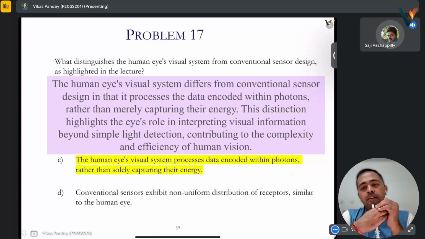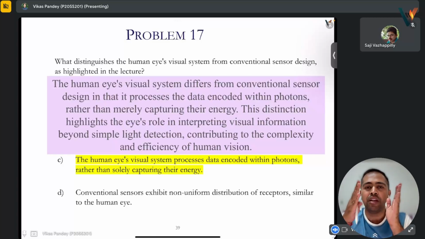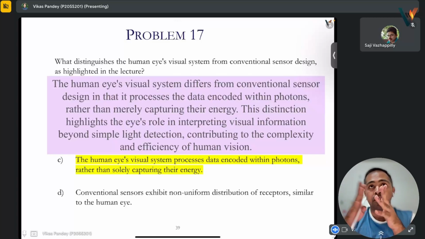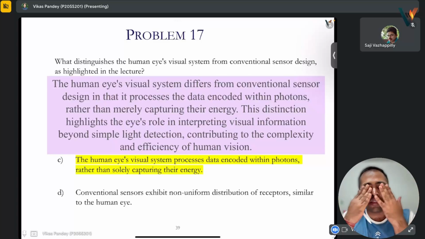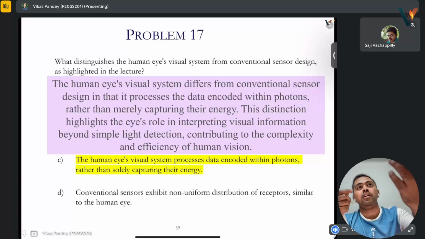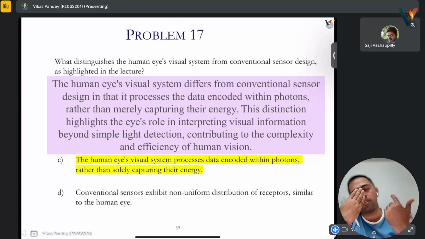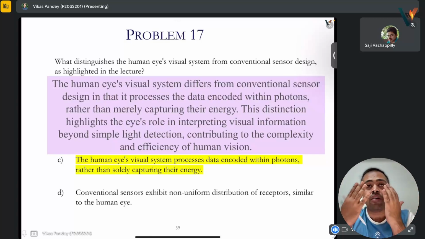Is data encoded within photons means what actually? Like, seeing something, we make out a lot more than just an image. It's dark, black, red, white. Apart from this, we are able to see a lot of things like depth. We are able to understand that something is in front or back. This whole processing is able to do it, like if some light is coming from far and something is coming from nearby, our visual system is able to differentiate it.